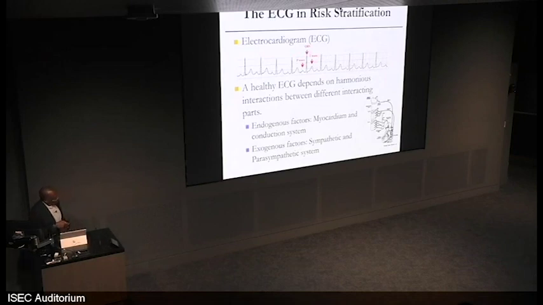So we like to say that there are two types of things that we can deduce from a normal electrocardiogram, or from any electrocardiogram: the health of the endogenous factors, that's the myocardium and the conduction system, things that are endogenous or intrinsic to the heart itself. And then exogenous factors, things that involve the interaction of the heart with something else, the nervous system.